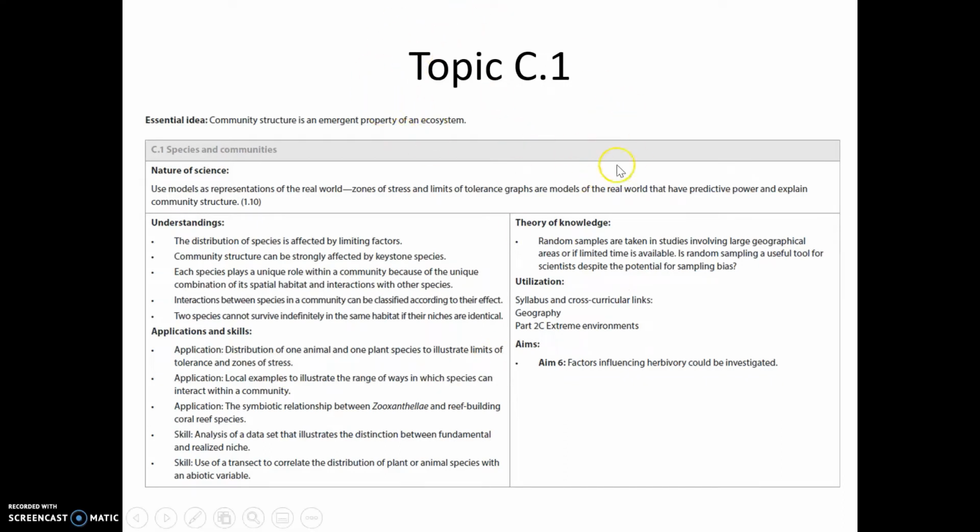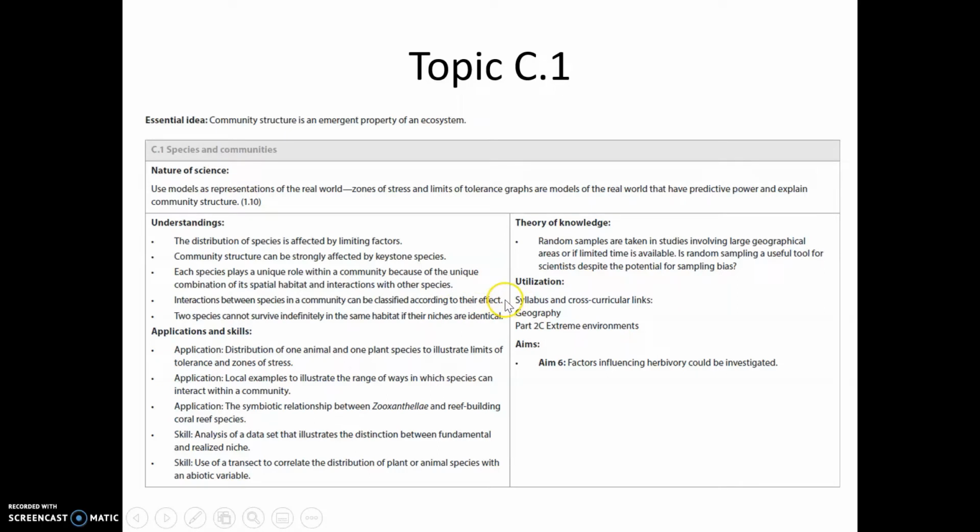And if we take a look at the guide first before we continue, then this is the first of the option topics, core topics. There are also some high-level topics, and we'll get to them later on. But you can see here, if we read through the understandings, that you should know something about the distribution of species and how that is affected by limiting factors. We have already talked about this. And then today we'll talk about keystone species and how they can affect community structure. And you should know that each species plays a unique role within a community because it has a unique combination of habitat and interactions with other species.